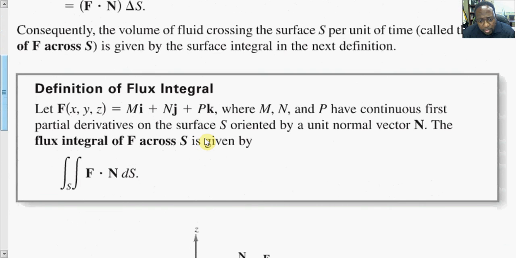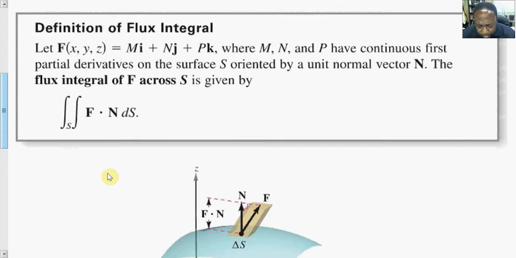This flux integral is based on capital F, some vector field, where the components M, N, and P are continuous. They have continuous first partial derivatives along the surface S, and S is said to be oriented by some unit normal vector capital N. So the flux integral is the double integral across S of F dot N dS. Here F dot N again is the height, and dS calculates the base area.